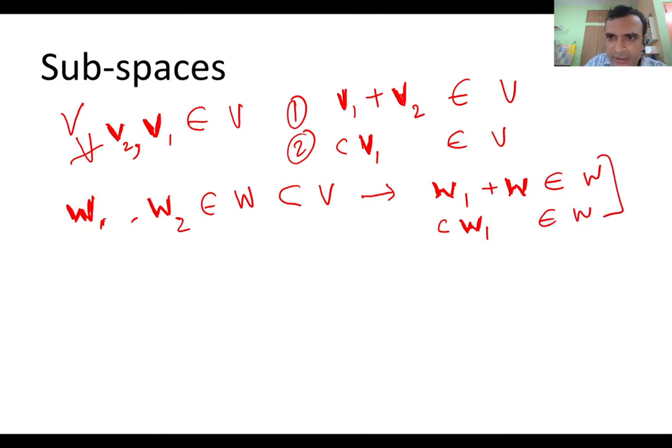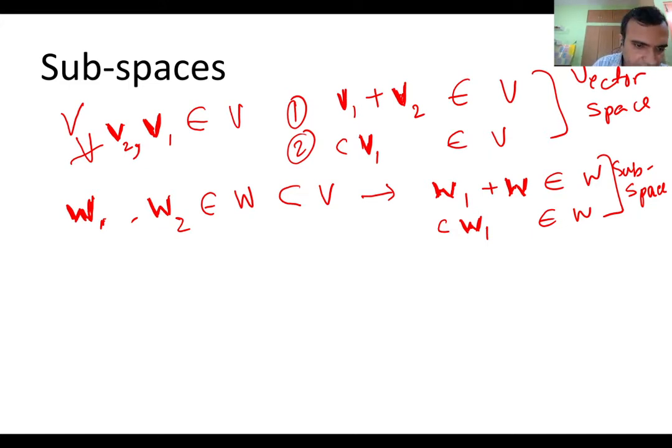So this is a vector space, and this is a subspace. This is a subspace of V, because it's a subset of V. So what are some examples? Let's say you are in a three-dimensional world. All vectors are three-dimensional, and let's say this is the origin of the three-dimensional world.